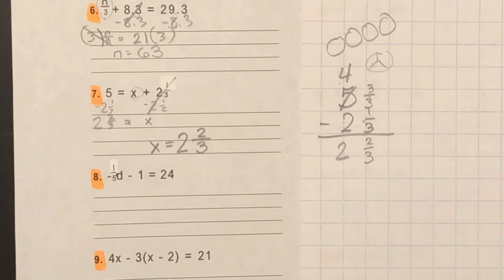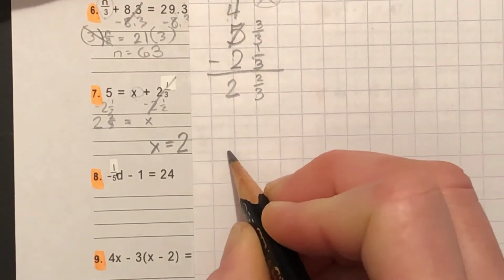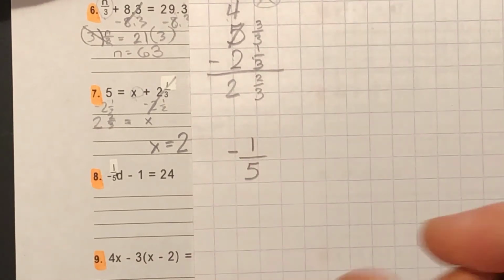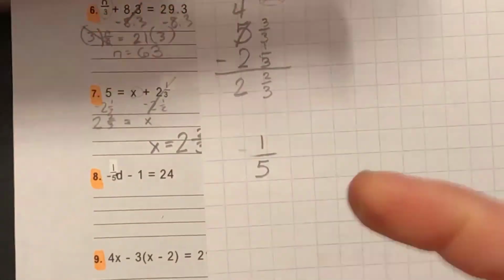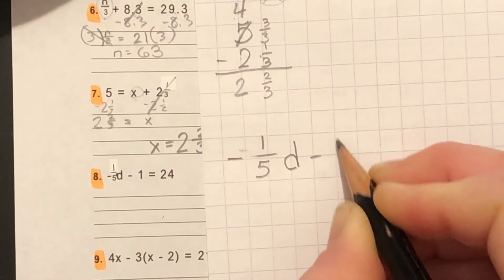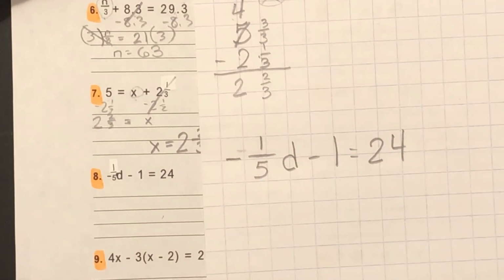Number 8. 1 over negative 5d minus 1 equals 24. I've told you this before, but I could write this as, actually, let me just put this here. I meant to put it here. Okay, negative 1/5 d minus 1 equals 24. I could write it just like that if I wanted to. It's the same.